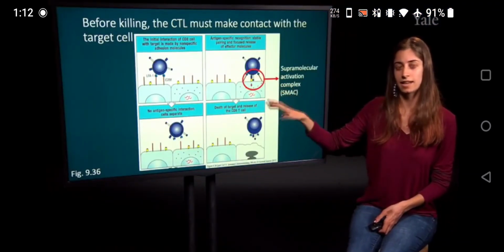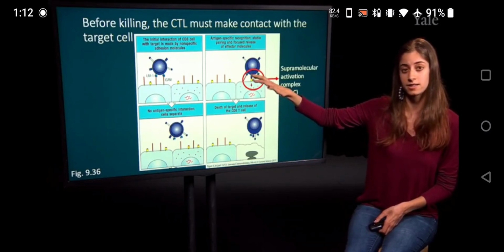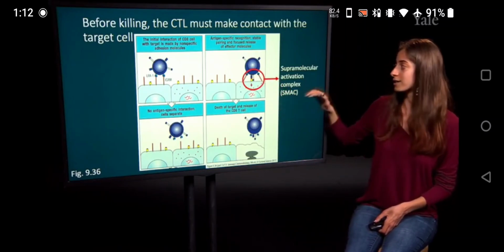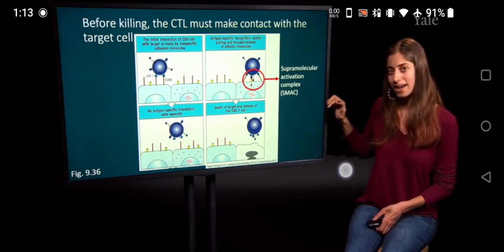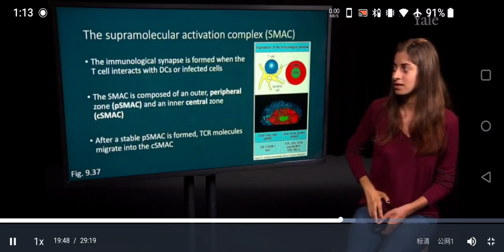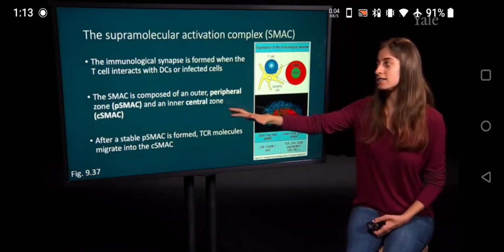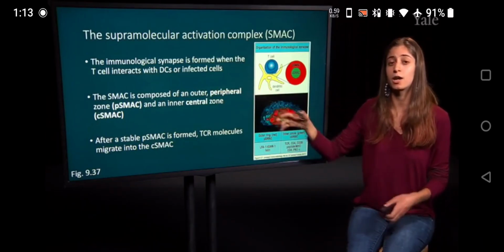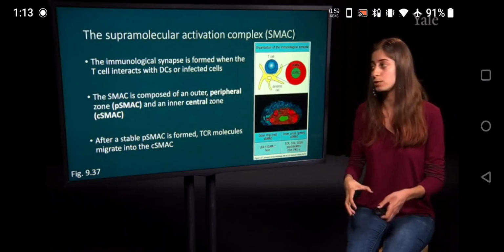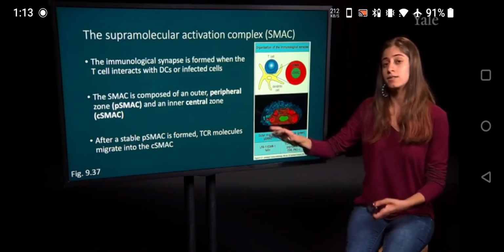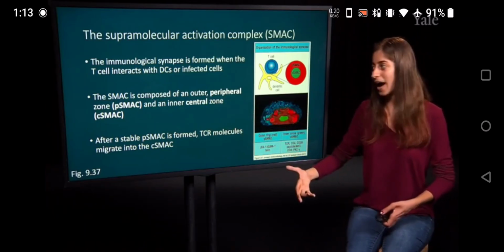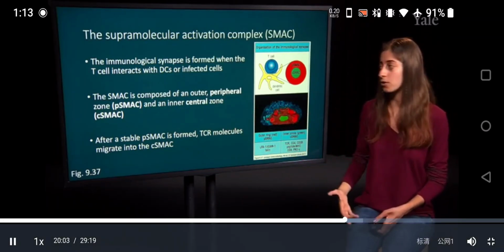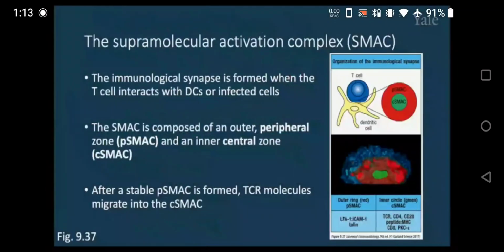This contact that's formed by the cytotoxic T cell and the infected cell is called a supramolecular activation complex, or a SMAC. These SMACs can also be called immunological synapses and are more than just a point of contact between the two cells. The SMAC is composed of an outer peripheral zone called the P-SMAC and an inner central zone called the C-SMAC. You can see that here on this diagram.